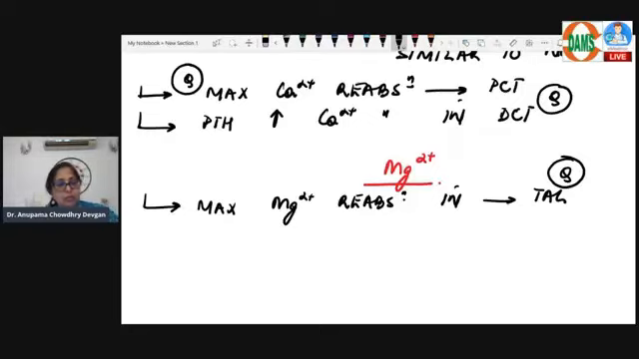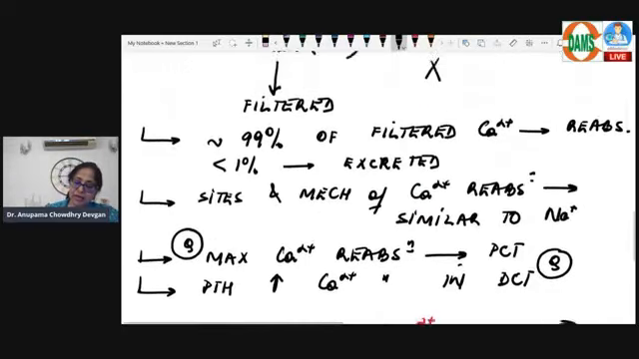Total amount of calcium reabsorption at different sites: 60% in PCT, 30% in thick ascending limb, 7% in DCT, and less than 1% is going to be excreted. Have you understood? Similar to sodium, absolutely similar to sodium. Okay? All right. Okay, so this is as far as your calcium is concerned.